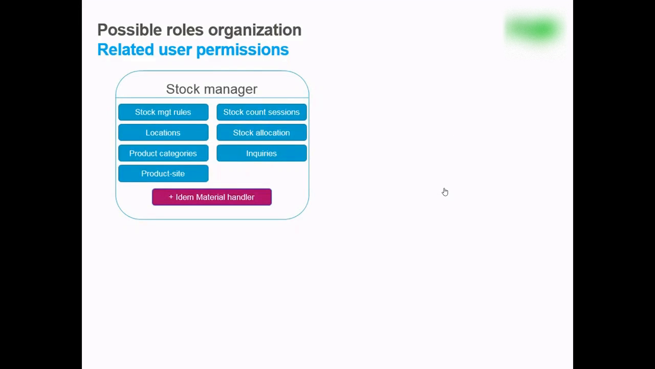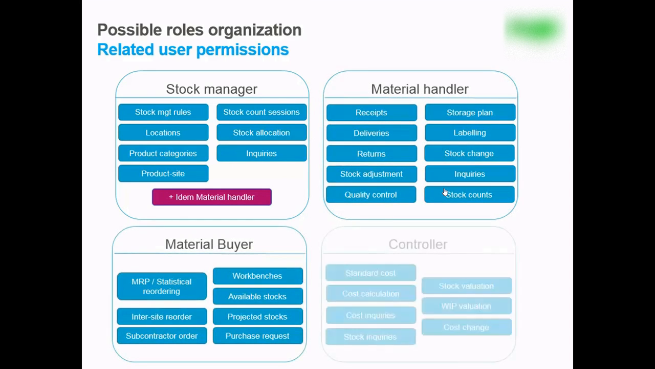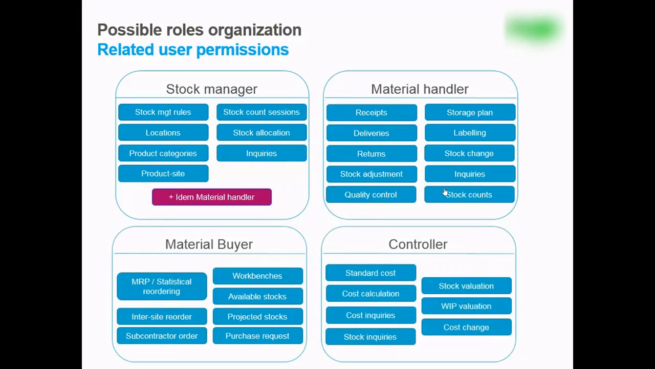Now, there are also related user permissions. As you can see here, the stock manager is the manager of material handlers, so he has access to all functions accessible to the material handlers. You can see here an extract of the main function associated with the different stock roles to match the split of responsibilities. By default, there are preset users in the system matching these definitions.